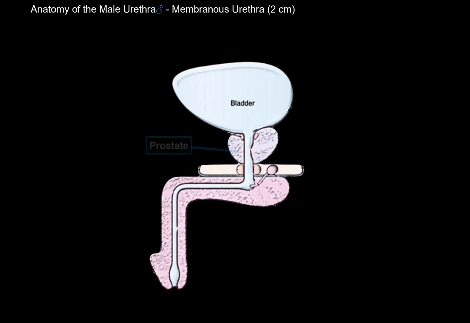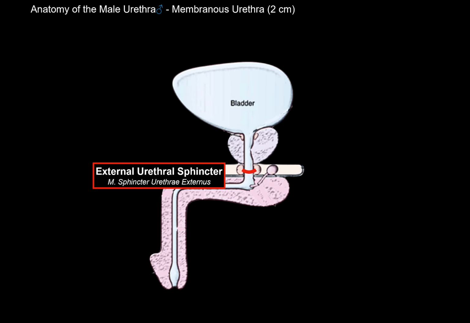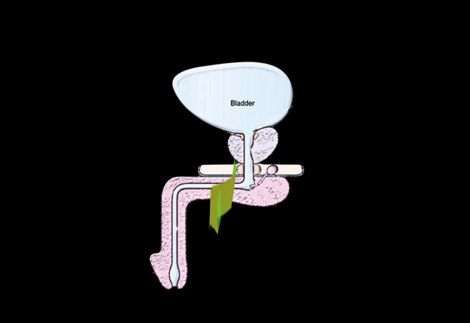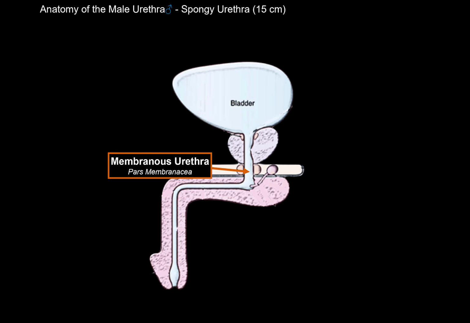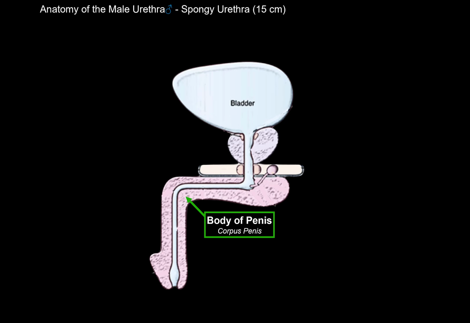It lies between the prostate and the bulb of the penis. And this part is completely surrounded by the sphincter called the external urethral sphincter. So that's that one. Then the last part is the spongy urethra. This part extends from the membranous urethra up here all the way to the external urethral orifice. The whole spongy urethra is located inside the body of the penis, except the upper part, which is directly below the perineum, and this part is only surrounded by connective tissue.